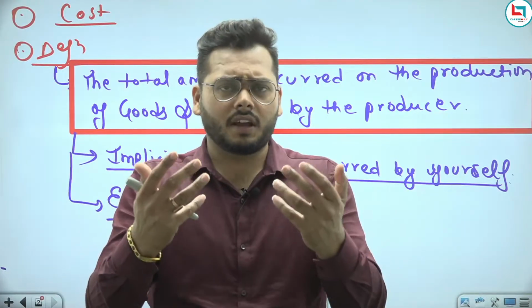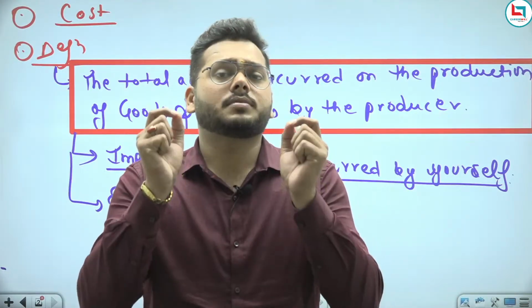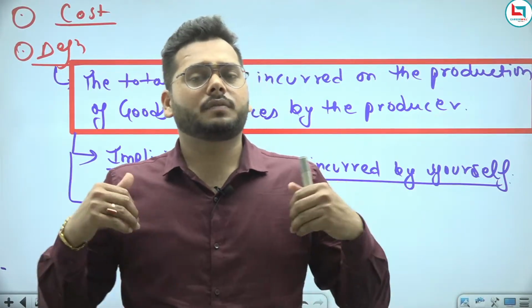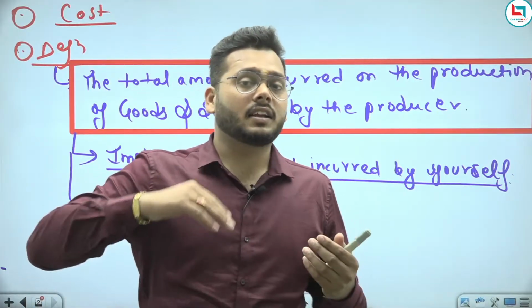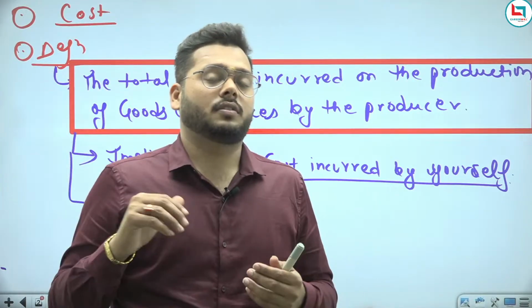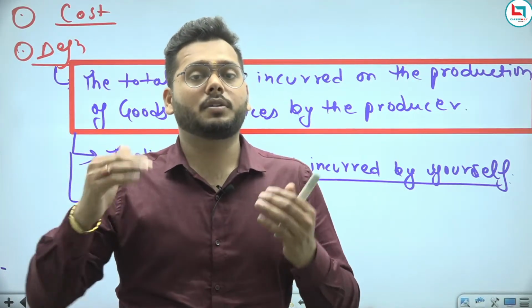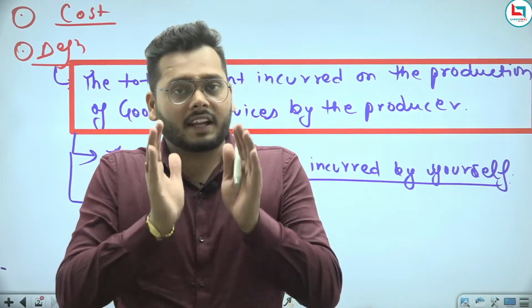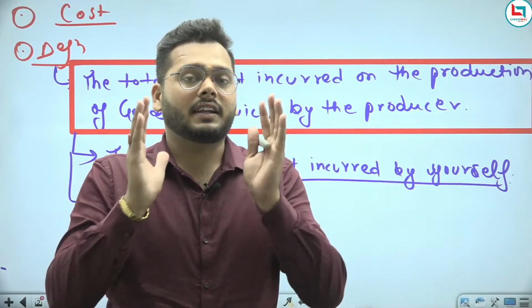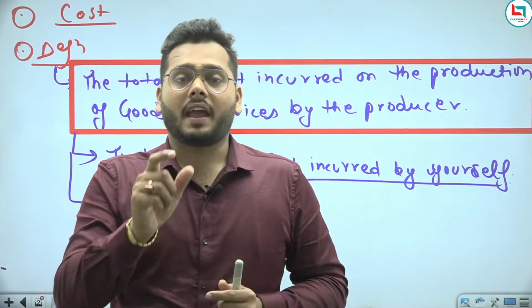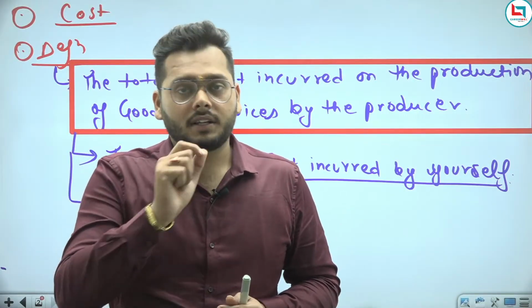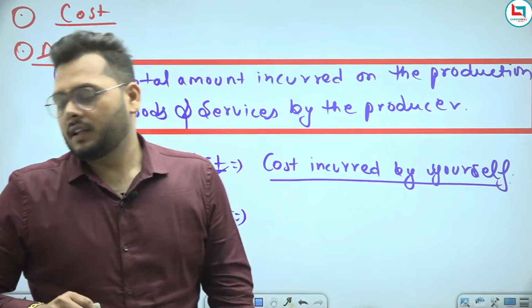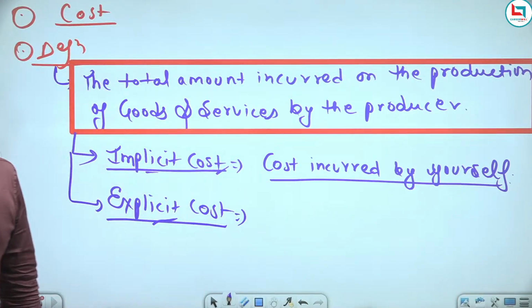Whatever amount you are paying becomes explicit cost. It means any cost incurred for external use, or any payment you make to an external person or in the market, that cost is called explicit cost. Am I clear to everyone? Let me know if I am clear to everybody.